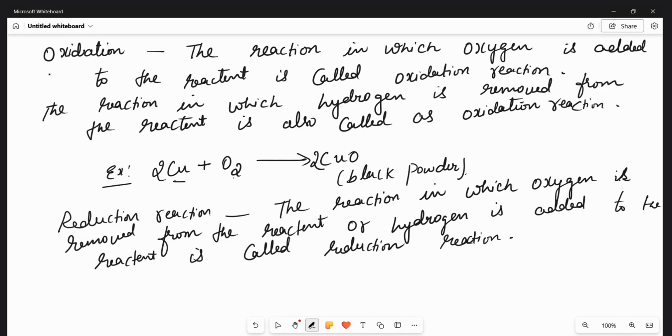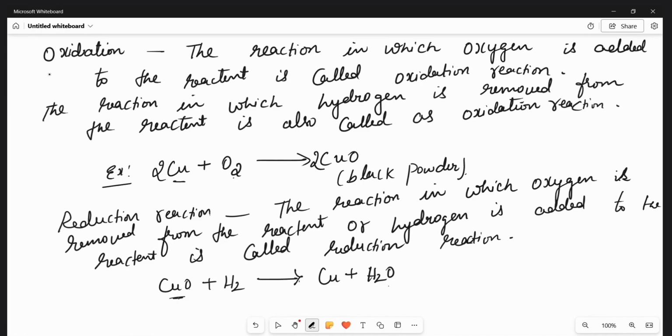For example, copper oxide plus hydrogen, we get copper plus water. Here copper oxide contains the oxygen. So in copper oxide, oxygen is removed. So we call it a reduction reaction.